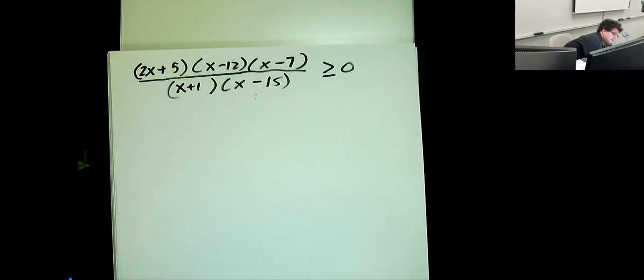Remember that the parentheses in the bottom also generate critical points. And the bottom can never equal 0.